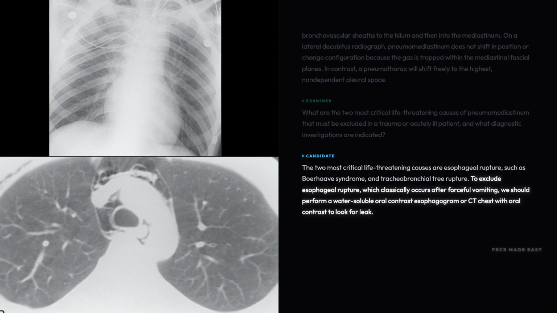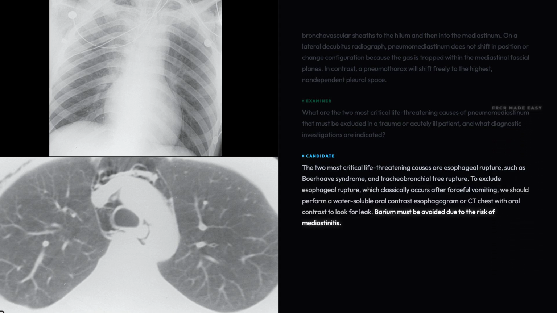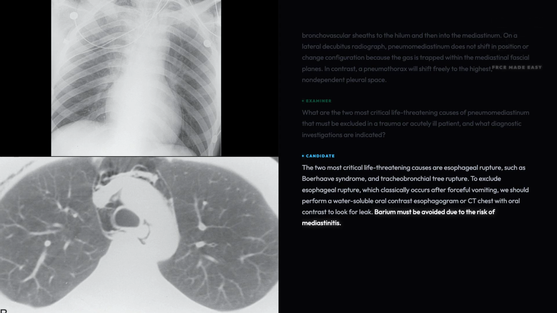To exclude esophageal rupture, which classically occurs after forceful vomiting, we should perform a water-soluble oral contrast esophagogram or computed tomography chest with oral contrast to look for leak. Barium must be avoided due to the risk of mediastinitis.